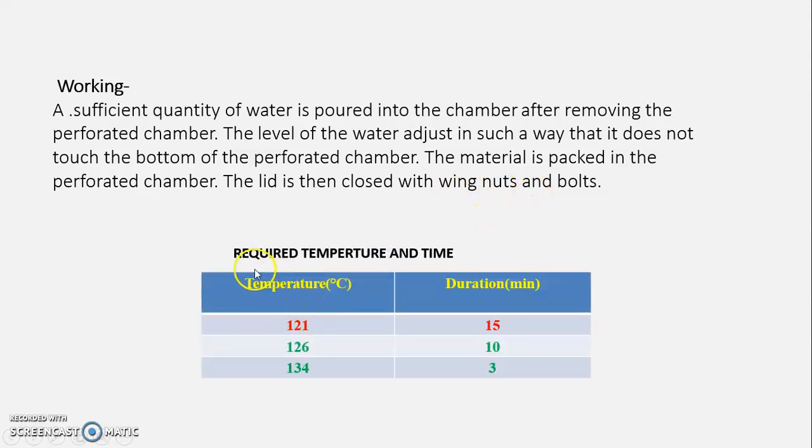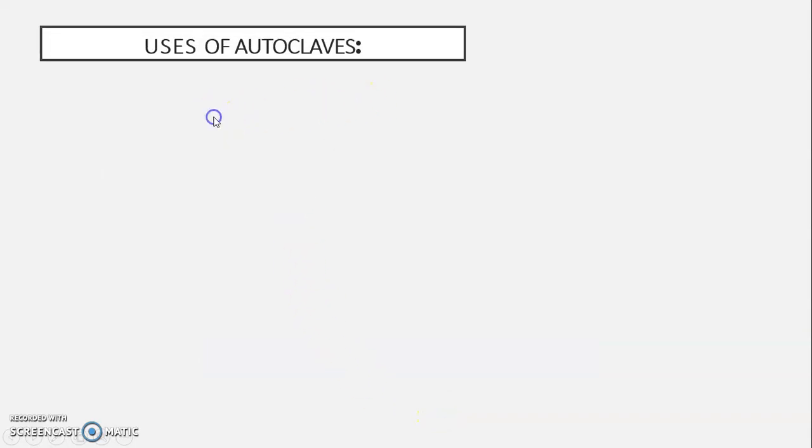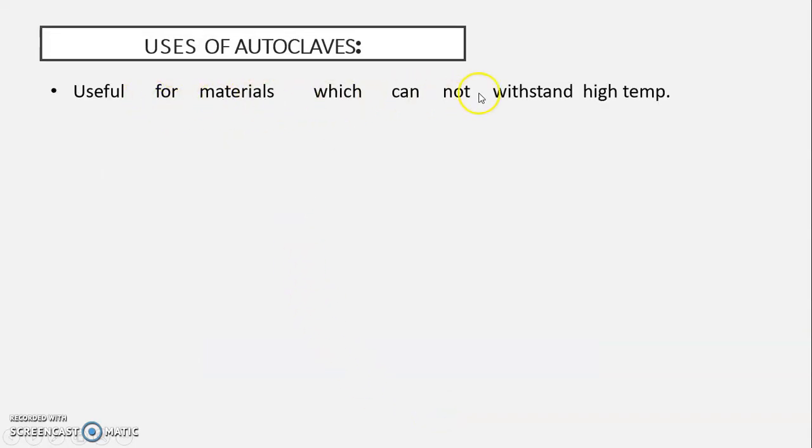This is the table which shows the required temperature and time for the autoclave. At 120 degrees Celsius it requires 15 minutes, at 126 degrees Celsius 10 minutes, and at 134 degrees Celsius it requires only 3 minutes. Use of autoclave. Useful for the materials which cannot withstand high temperature.